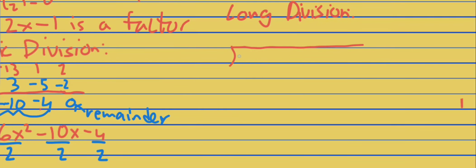So we have 6x cubed minus 13x squared plus x plus 2, and we're dividing by 2x minus 1. So 6x cubed divided by 2x, you know how this works. I'm just going to do it quickly now. 6x cubed divided by that 2x is 3x squared.